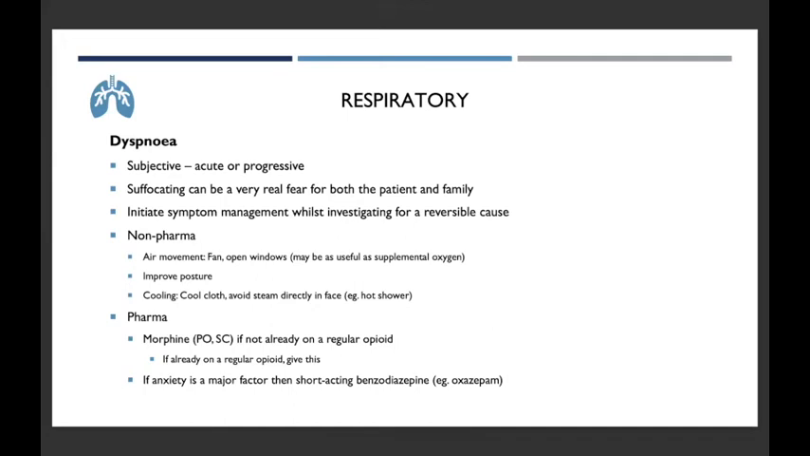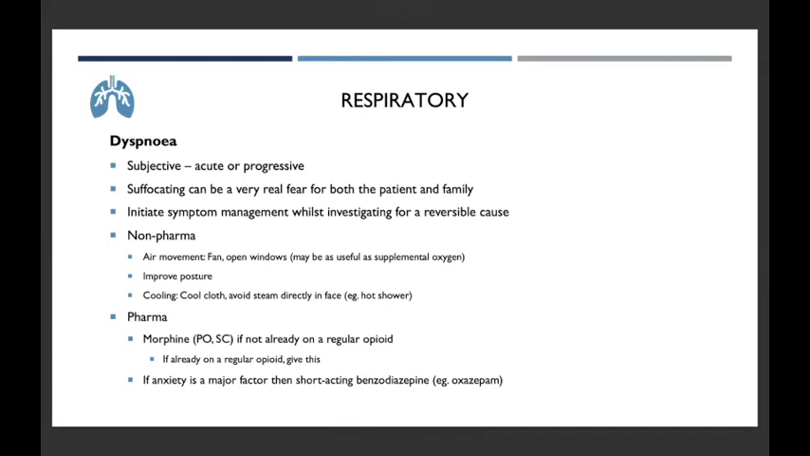In terms of what we do, once again, look for a reversible cause. In palliative care, one of the key principles to remember is: is there a cause that we can reverse? So yes, we want to treat the symptom, but is there actually something driving the symptom that we can reverse and address firstly? In terms of non-pharmacological management, having a fan, open windows, getting that air movement can be just as good as supplemental oxygen. It actually works wonders in this respect. Also improve their posturing so they've got good air entry, and cool them down if they're a bit hot.